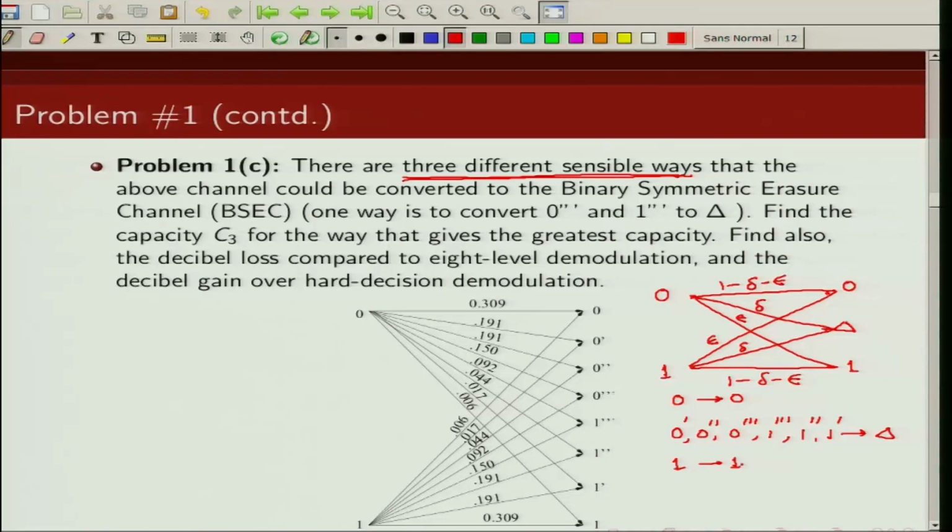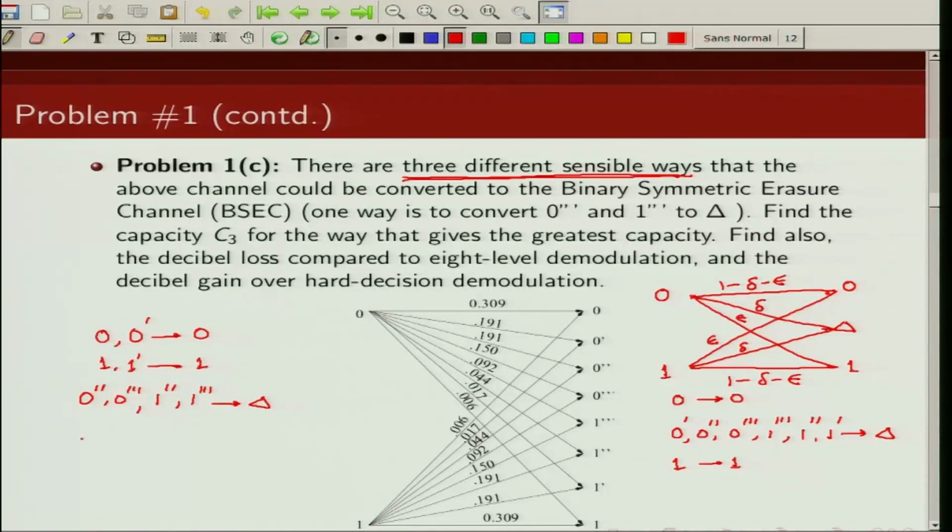That's one way of doing it. Second way of doing it, I map 0 and 0 dash to 0, 1 and 1 dash to 1, and I map 0 double dash, 0 triple dash, 1 double dash and 1 triple dash to the erase bit.